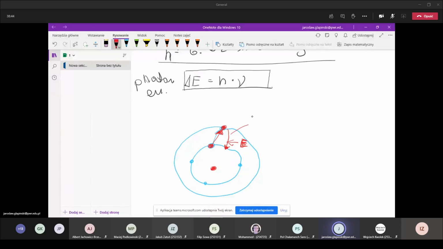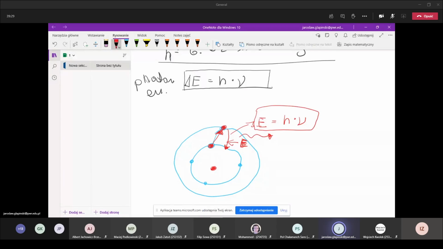And this energy, of course, is equal to this energy. The energy we give to the atom is equal to the Planck constant times the frequency, because we have some emitted energy. This emitted energy is equal to the energy that was necessary to move the electron from one position to another, and this emitted energy is equal to the constant and the frequency.